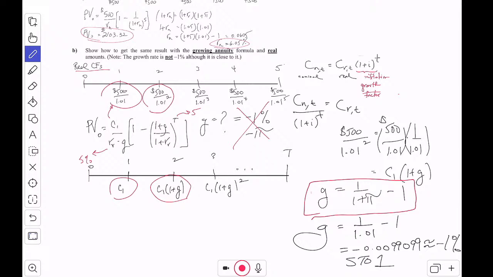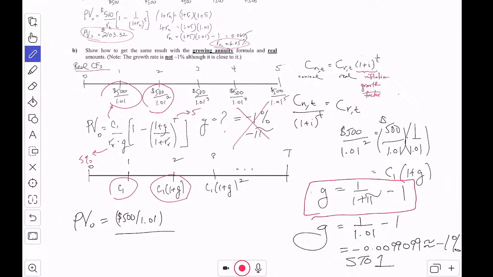Very good. All right, so let's store that. And what we're going to do is use it in our formula. So let's write out the answer, because writing the formula is not going to get you any points, right? So we're going to write the answer. You could put 500 divided by 1.01 here on the top.